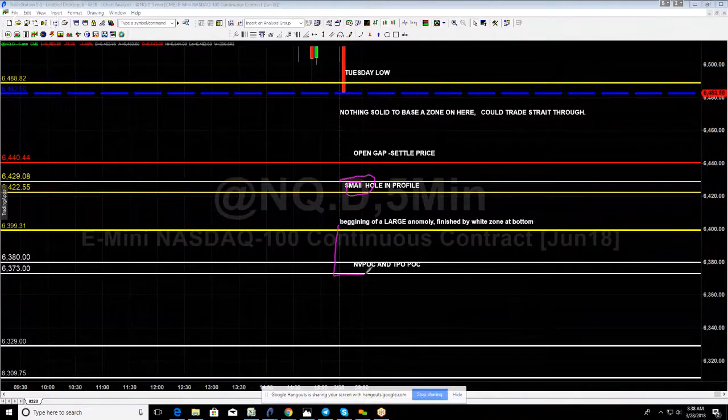So you note I wrote the note, large anomaly finished by the white zone at the bottom. So how would I address this? I would not take the trade here if I was going to stop prior to getting down here. If I had to choose a location in here, I'm going to choose the back of the zone.